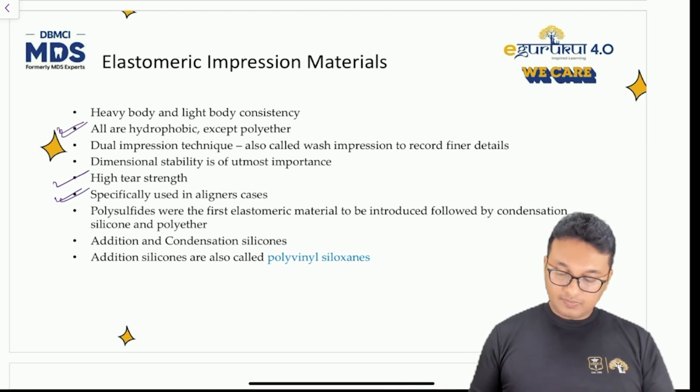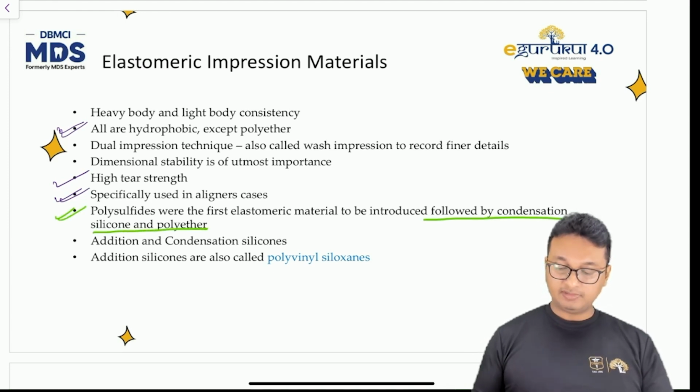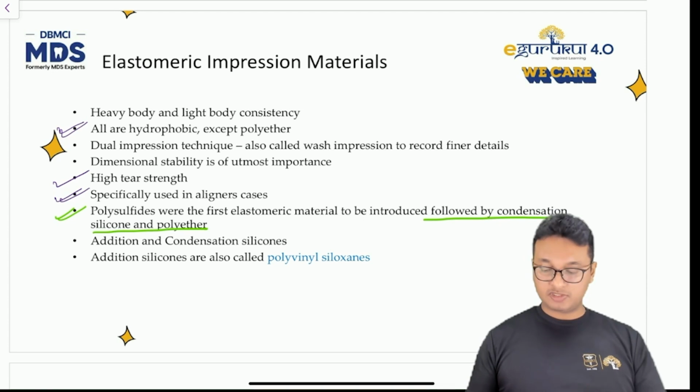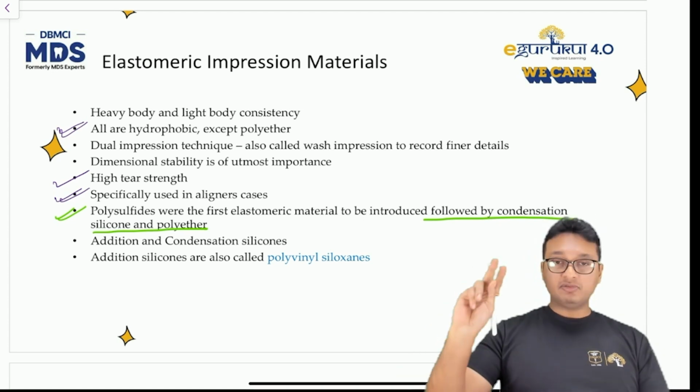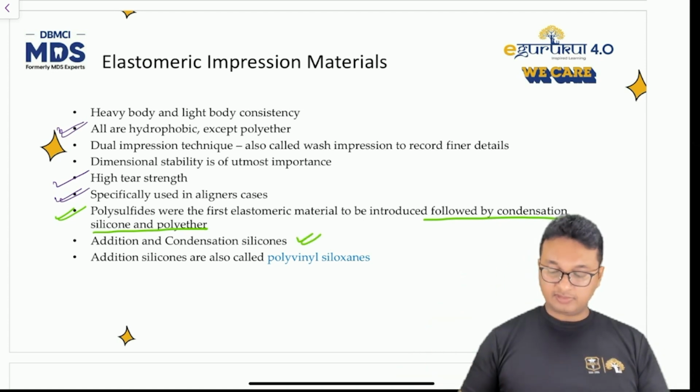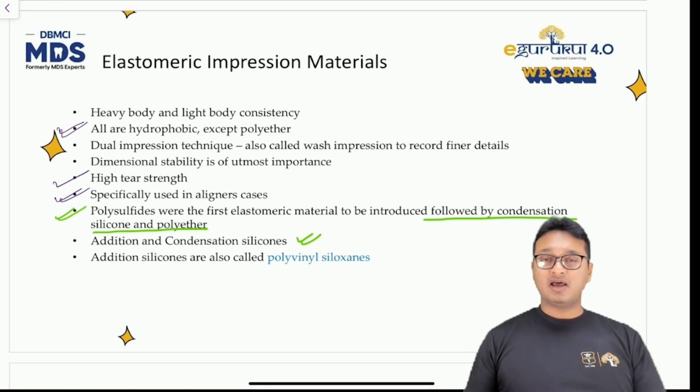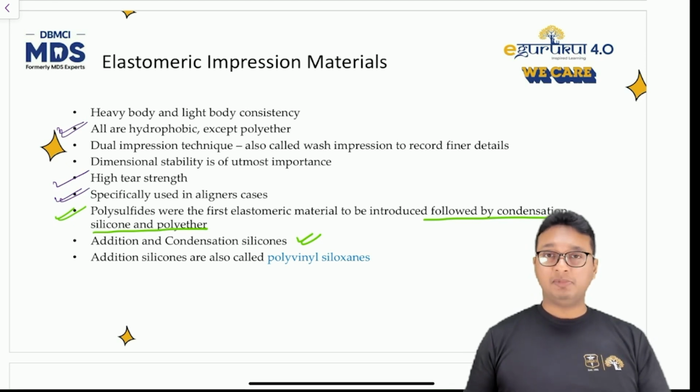Then they were the first polysulfide materials to be introduced, followed by condensation silicone and polyether. So polysulfides were the first elastomeric impression materials to be introduced. Silicones are divided into addition and condensation silicones. Addition silicones are a little better in terms of dimensional accuracy because there is no byproduct.